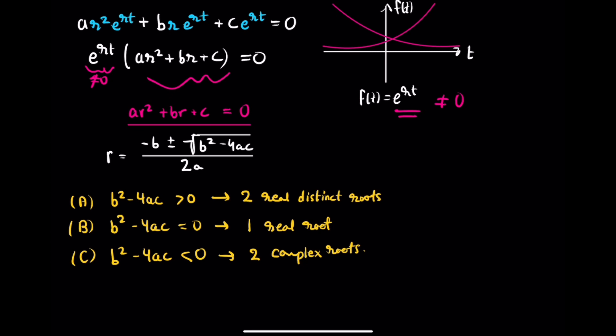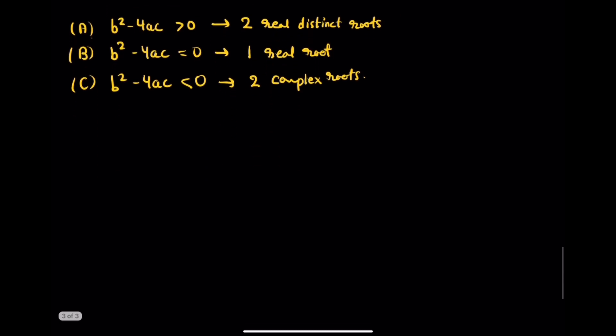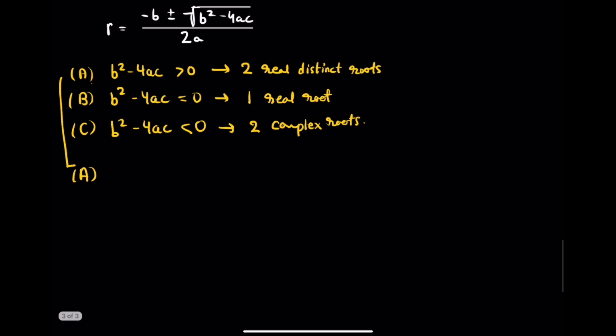And now that we have that in mind, we're going to begin looking at the first case. So the first case is case A, right? So let's look at case A. Case A is when b squared minus 4ac is greater than 0.